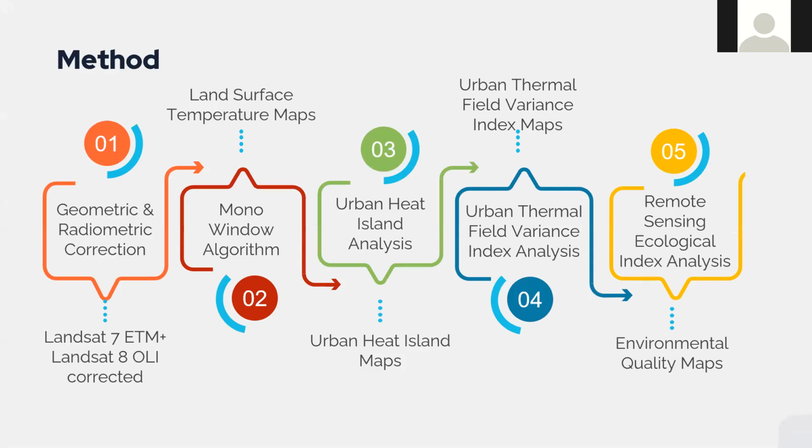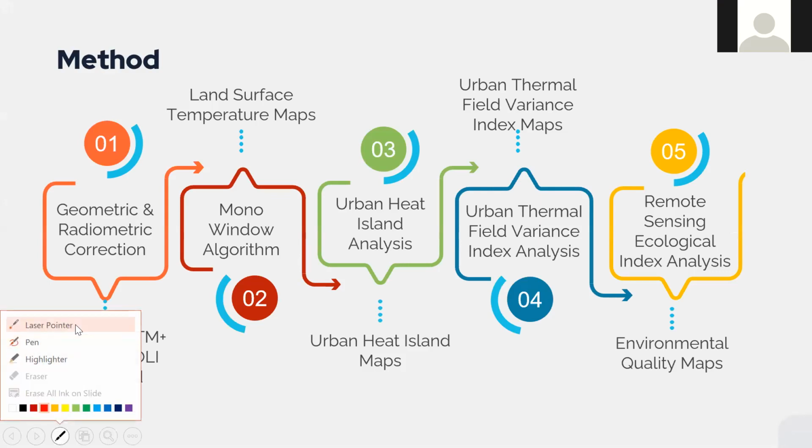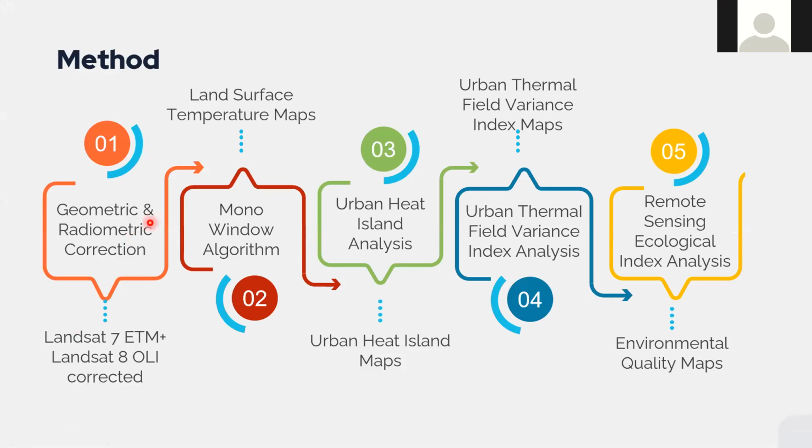To reach the aims, we used Landsat 7 ETM Plus in 2002 and Landsat 8 OLI in 2019. The first steps are geometric and radiometric correction, and then we apply the mono-window algorithm to extract land surface temperature maps. Then we perform urban heat island analysis to extract urban heat island maps based on the mean and standard deviation value of the land surface temperature maps.